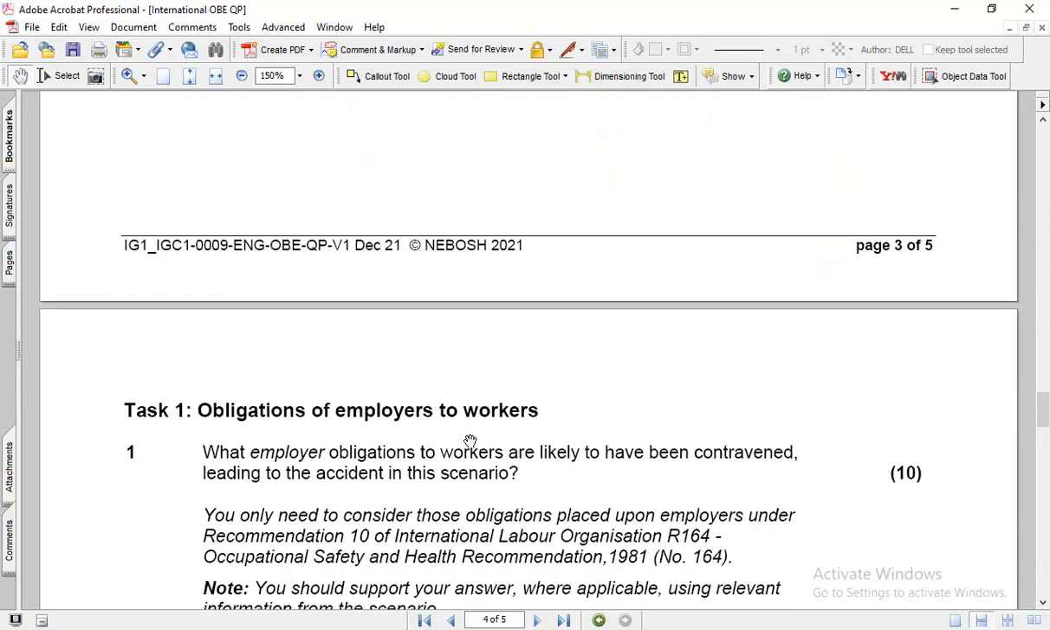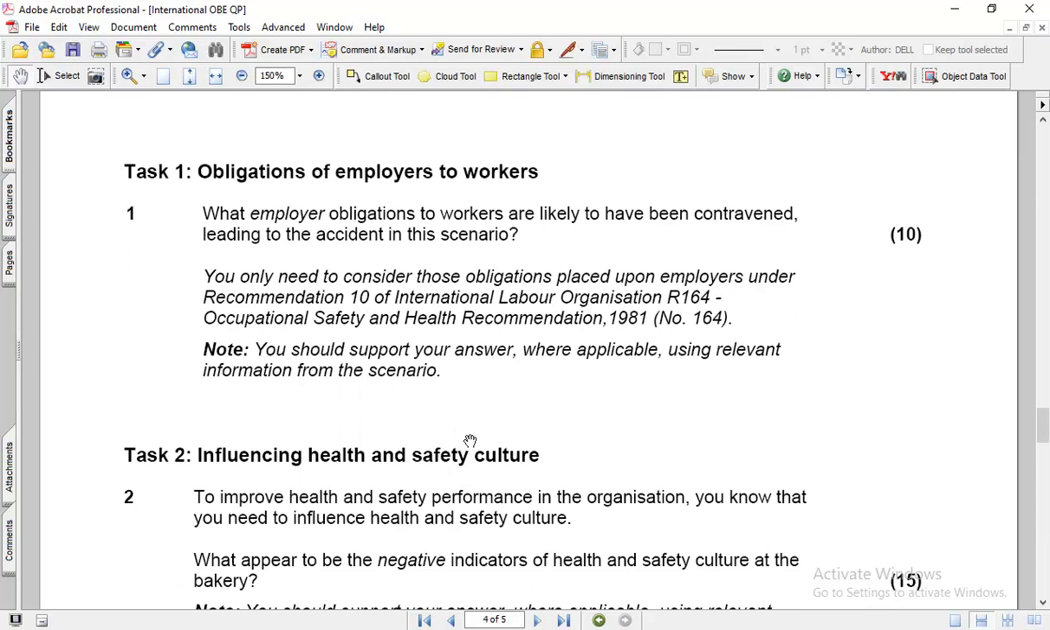Next we will move towards the task section. Task 1, we have the obligations of employers to workers. What employer obligations to workers are likely to have been contravened leading to accident in this scenario. You only need to consider those obligations placed upon employers under Recommendation 10 of International Labour Organization R164, Occupational Safety and Health Recommendation 1981. Note, you should support your answer where applicable using relevant information from the scenario. So we have a 10 marks task.